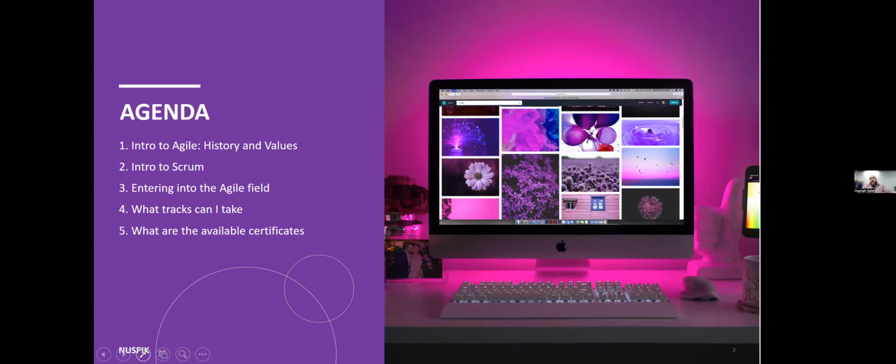And for Agile consulting, these are some of the companies that I've worked for.